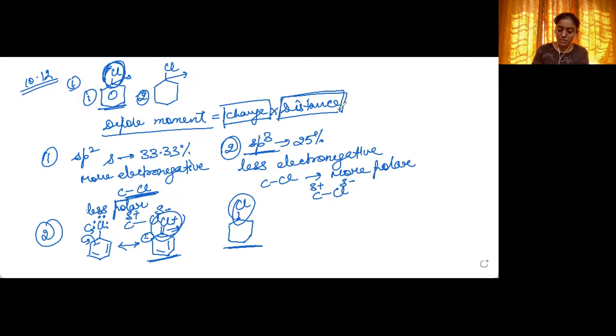So the smaller the distance, the smaller is the dipole moment. In case of chlorobenzene, due to the double bond character, the distance between carbon and chlorine decreases. So the dipole moment is lesser. Hope this is clear to you. Now let's move into the next part of this question.